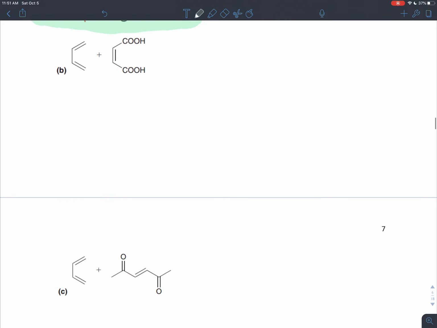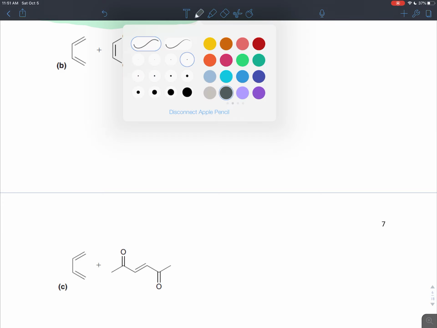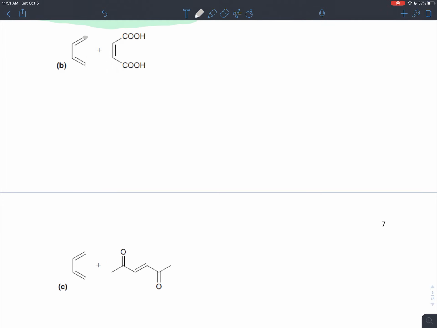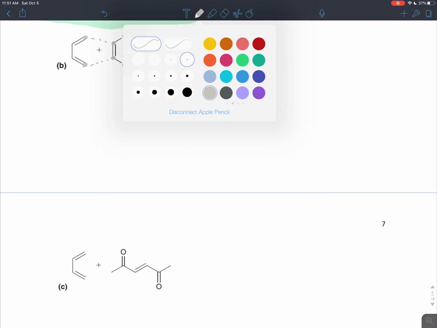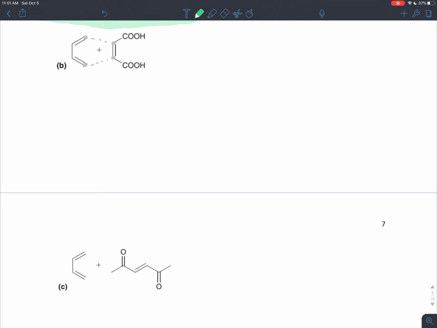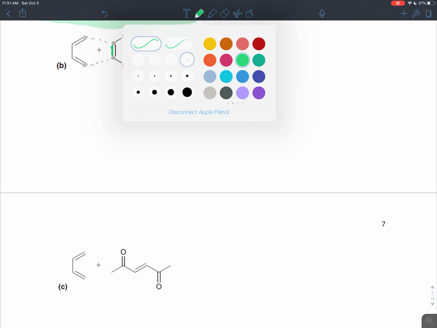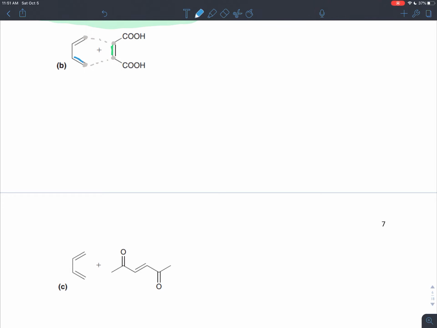So going through the same procedure for B, draw dots at the end of the diene, and draw dots at the end of the double bond in the dienophile. Connect those with dotted lines. Those are the two new sigma bonds you're going to form. I'll draw in the pi bonds, the pi electrons, with different colors so we can follow them a little more easily.